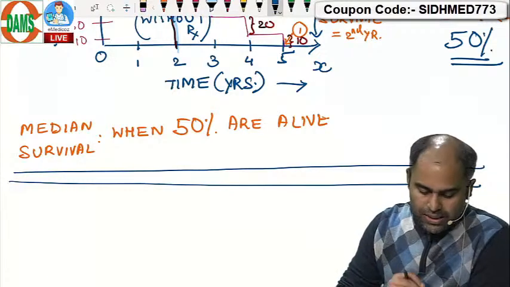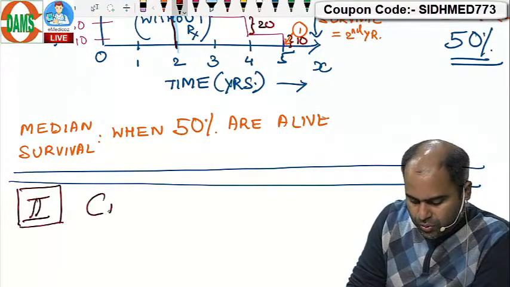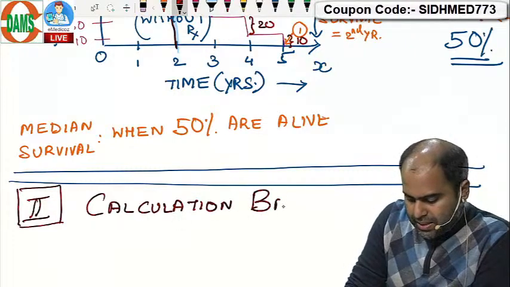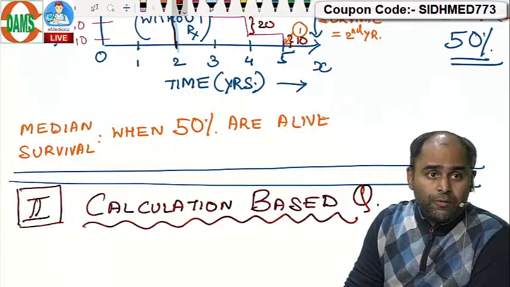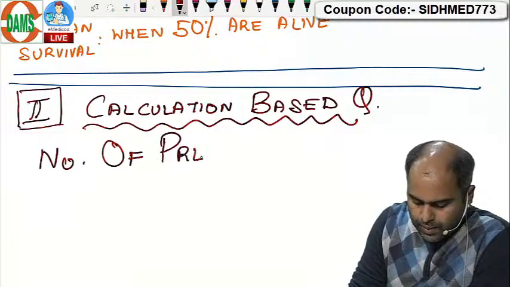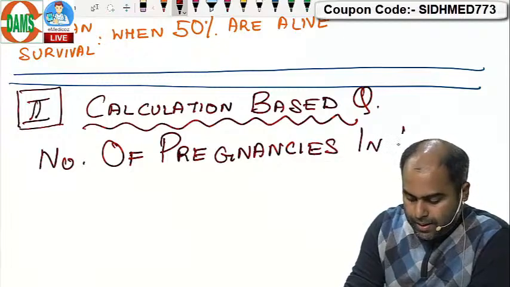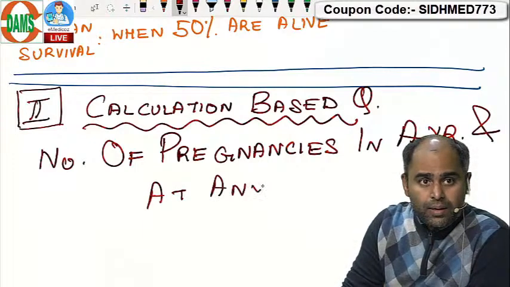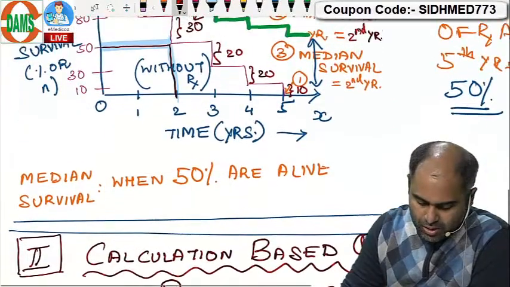Okay, so let us go into the second topic of discussion. Here, we will do a calculation based question where we will calculate the number of pregnancies in a year and at any given time.